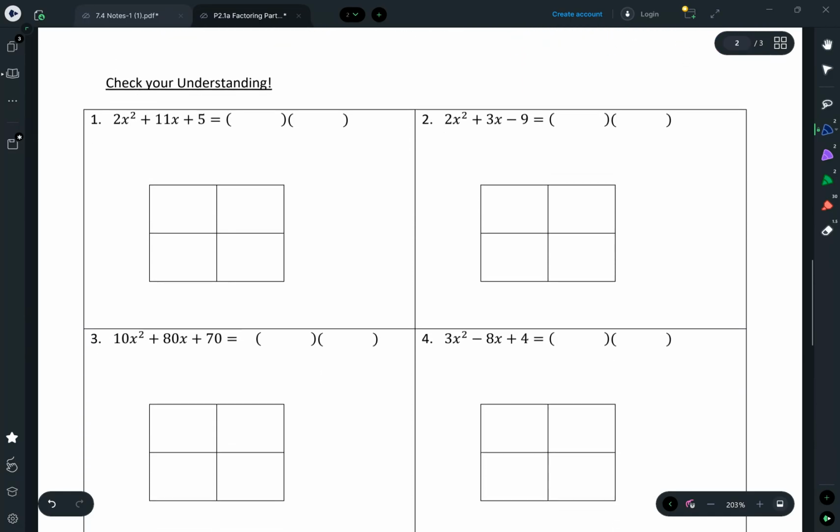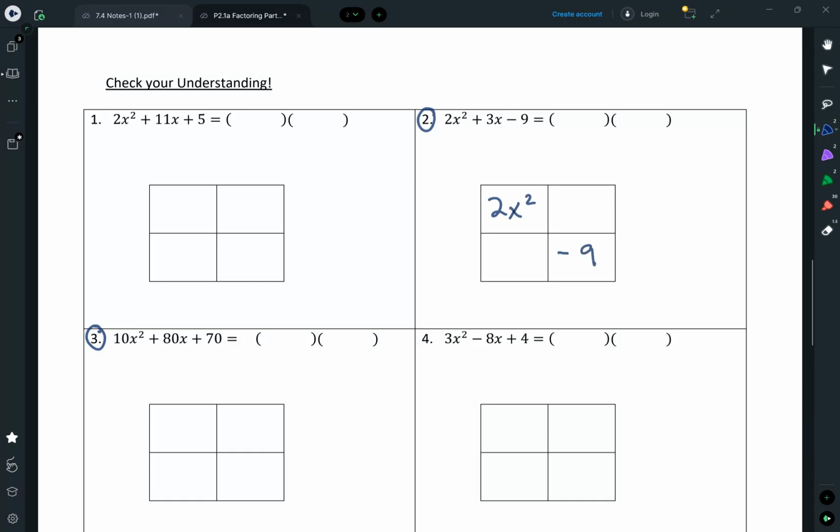I know it says check your understanding. Usually I have you do these on your own, but we're going to do 2 together first. Okay, so let's do these 2, and then you could try 1 and 4. So let's go ahead and write them in. 2x squared, minus 9. That's my first step. My next step is to multiply and get that magic number. 2 times -9 is -18. Now I want to look at things that multiply to make -18, but add to make 3. So I'm basically ignoring the 9 right now.